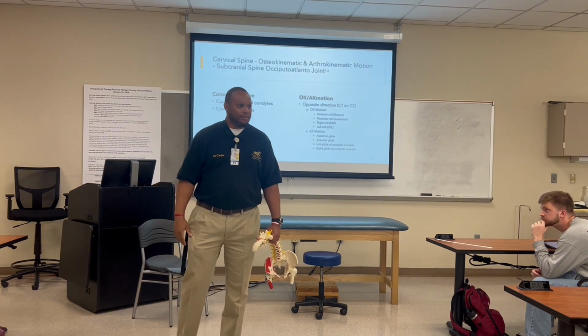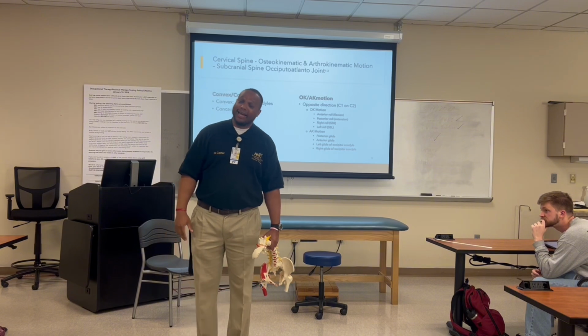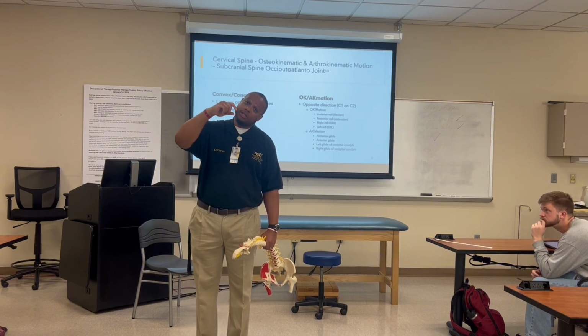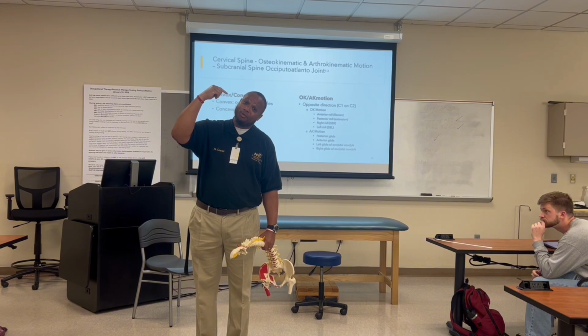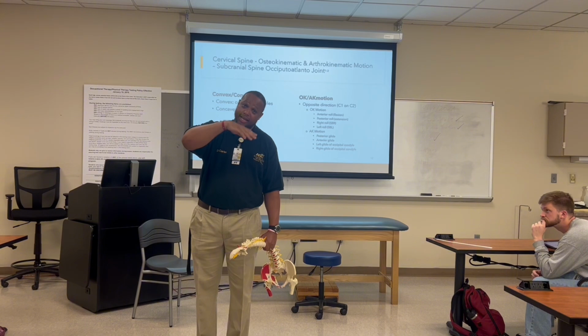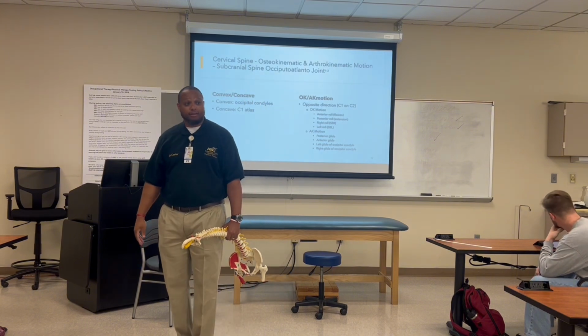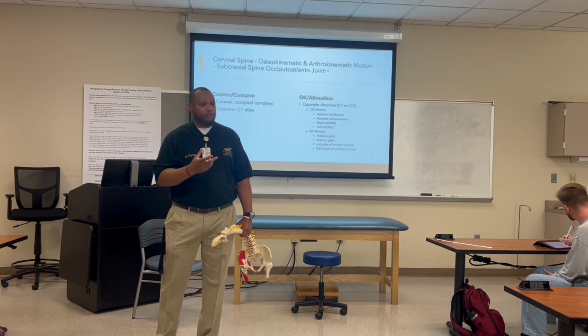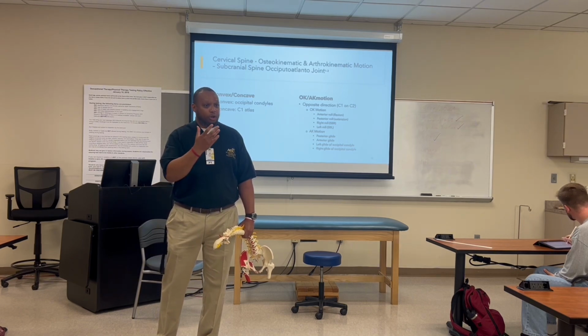So again, if I side bend to the left, C0 on C1 will have to rotate to the right in order for me to keep my nose straight. But what's happening with C1 on C2? Gliding which way? To the left. It's going in the direction of the head. So if you think about it, the atlas is going to follow the head.